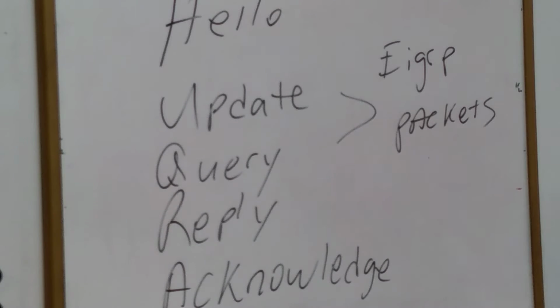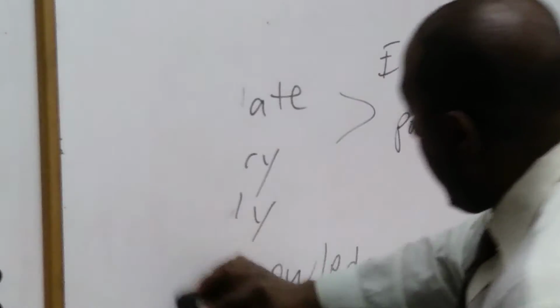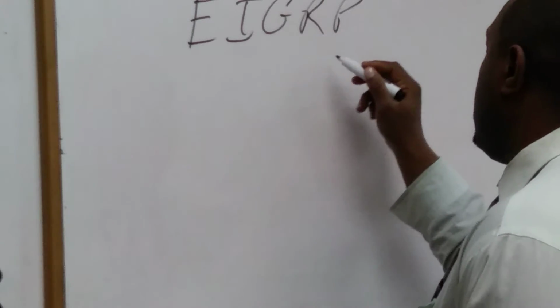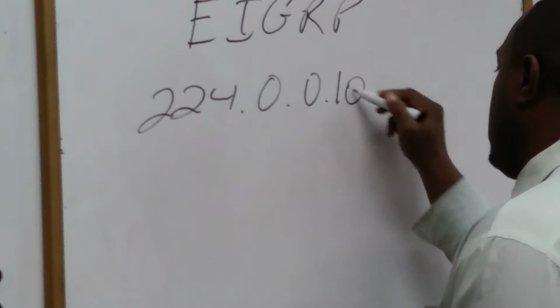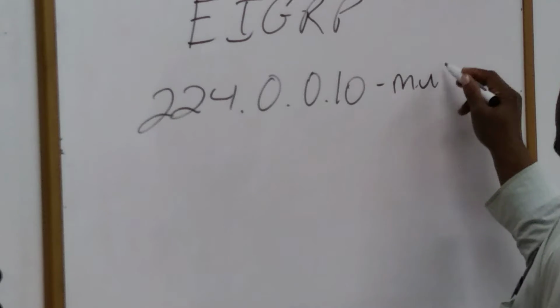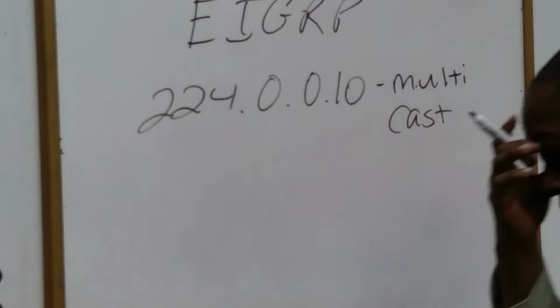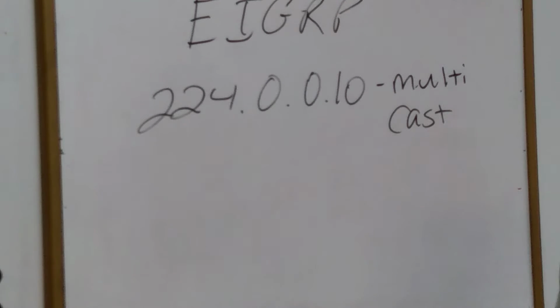Okay, moving along, we are going to talk about what is the multicast address that EIGRP uses. EIGRP uses a multicast address of 224.0.0.10. 224.0.0.10 is the multicast address that EIGRP uses.